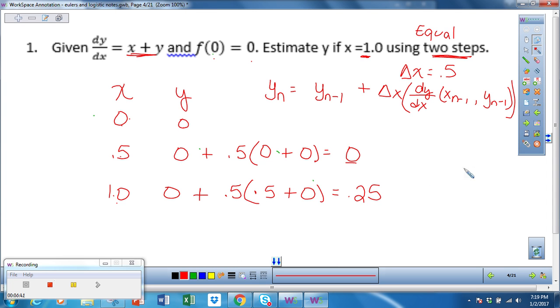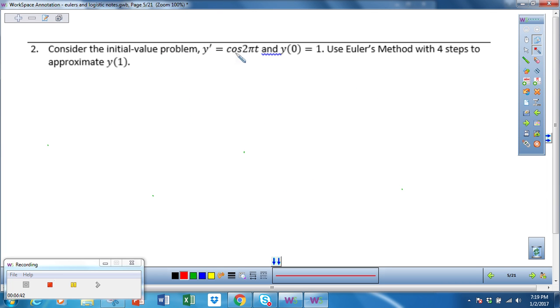Okay? Let's try another one. In this particular case, my differential only has t values or x values. There are no y values in the derivative. So I'm always going to use my previous x or previous t value. So this time I want to go 4 steps. Again, it's 4 equal steps. And I'm going from 0 to 1.